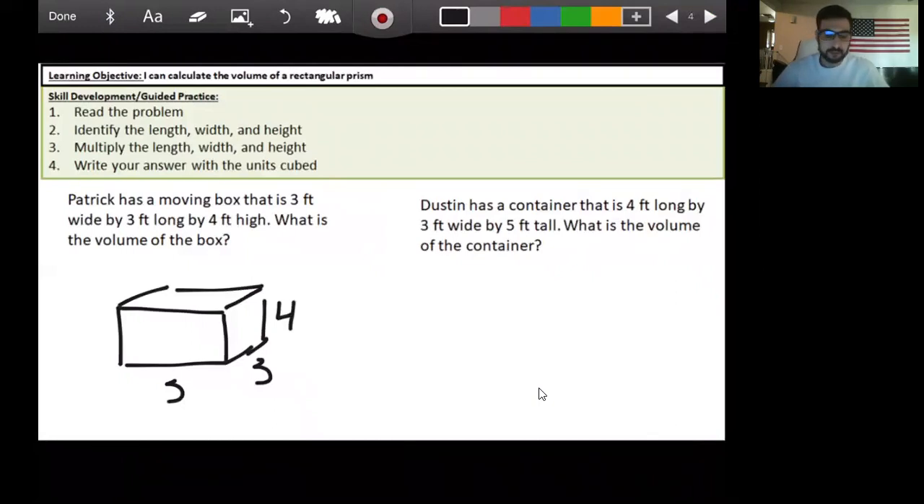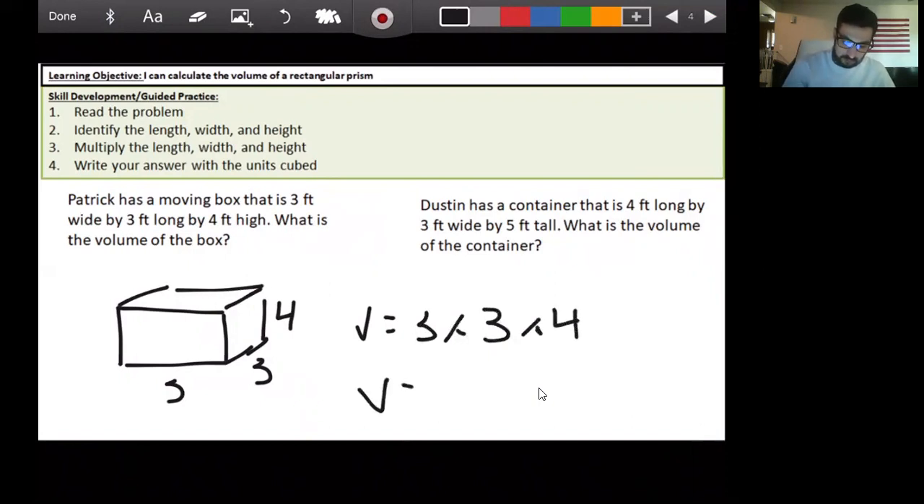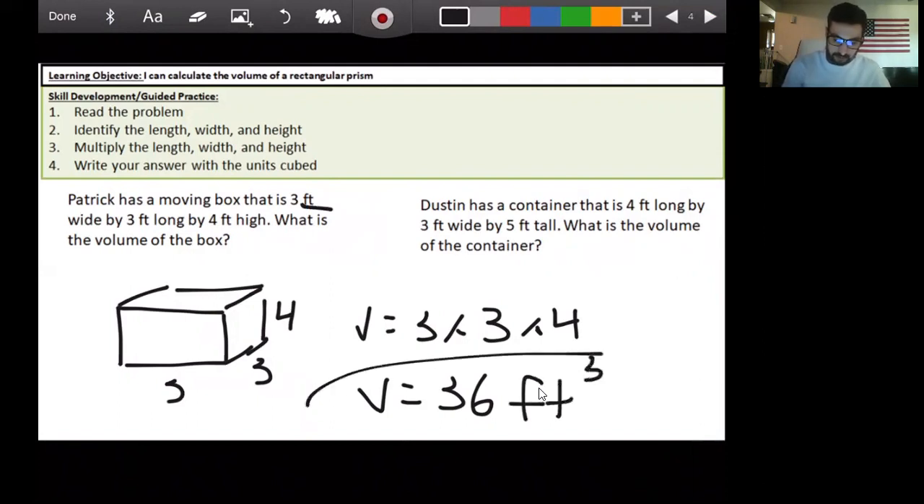Now the next thing I'm going to do is multiply my length, my width, and my height together. So my volume is equal to my length of 3 times 3 times the height of 4, which comes out to be 36. The last thing we need to do here is make sure we write it as units cubed. Our units is feet. Feet cubed. Our answer is 36 feet cubed.